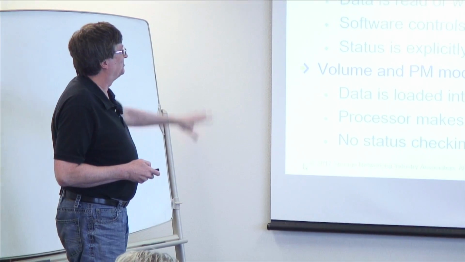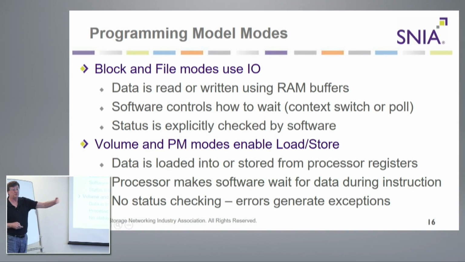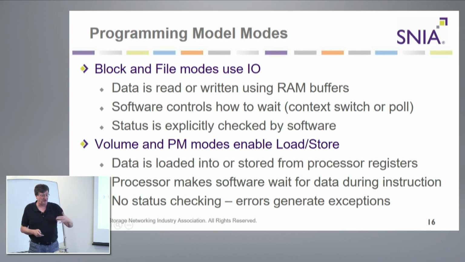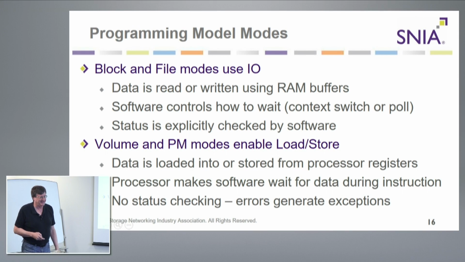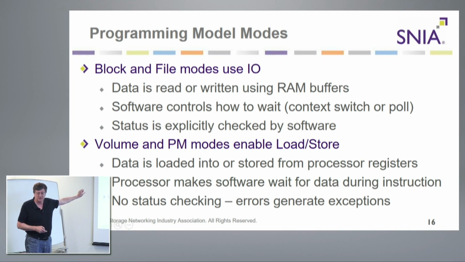Okay, cool. So block and file modes use I/O. Read, write, normal POSIX, right? What are the 5 things in POSIX? You all went to school, right? Open, close, read, write, ioctl. Right? Since 1999, it's been that way. So block and file mode in the programming model are I/O type operations.